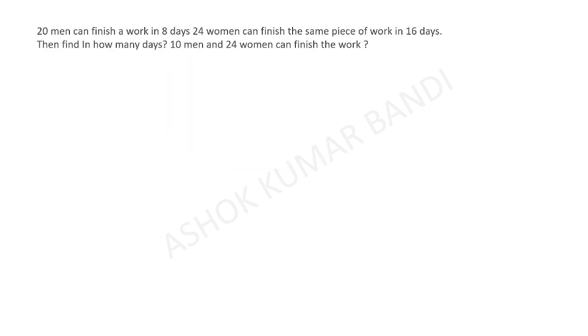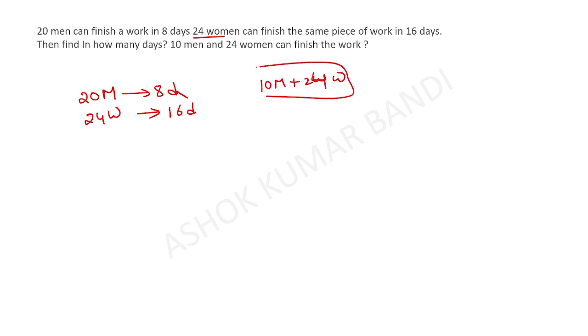You can solve these problems in two ways. First, using the LCM method, which we discussed in the previous class, or you can just compare them. I will tell you why and how. See, 20 men can finish a piece of work in 8 days. So if 20 men work together, they can finish the work in 8 days. Similarly, if 24 women are working together, they can finish the work in 16 days. You need to find out, if 10 men and 24 women are working together, how long this group will take to finish the work.